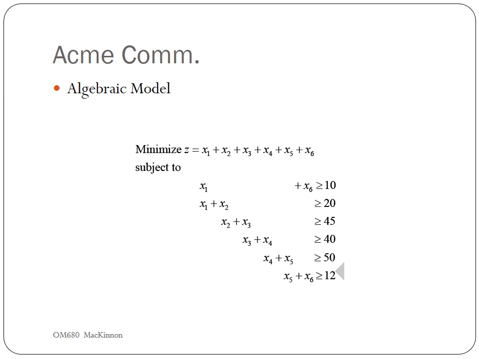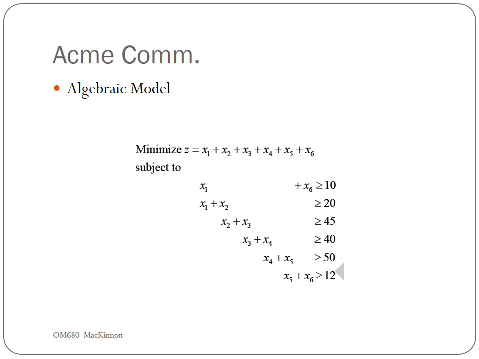So in our algebraic model, we want to minimize the number of staff. X1 through X6 is the number of staff for each shift, and then we do the constraints. X1 + X6 has to be greater than or equal to 10. X1 + X2 is greater than or equal to 20, and so on down our constraints. So we have to meet our minimum staffing, and we have to do so by shifting the number of staff in each period.